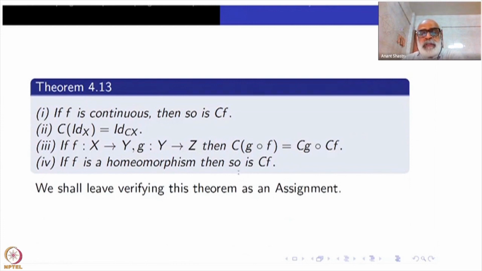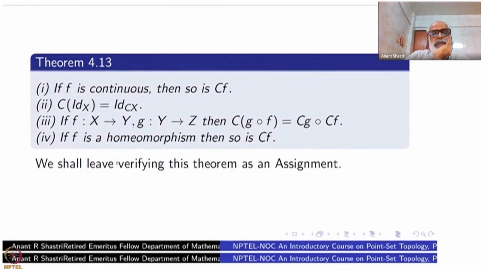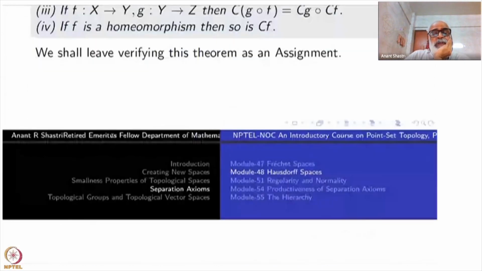Okay. So 1, 2, 3 are all easy. The 4 follows from 3 by taking f from X to Y and g equal to f inverse. If you put f inverse from Y to X, then C of g composite f is the identity. So that is the identity on this side also, which means CG is the inverse of CF. Therefore, CF will be a homeomorphism. Okay. So these things are easy to verify. There is no problem about them. Okay, these are called canonical properties.